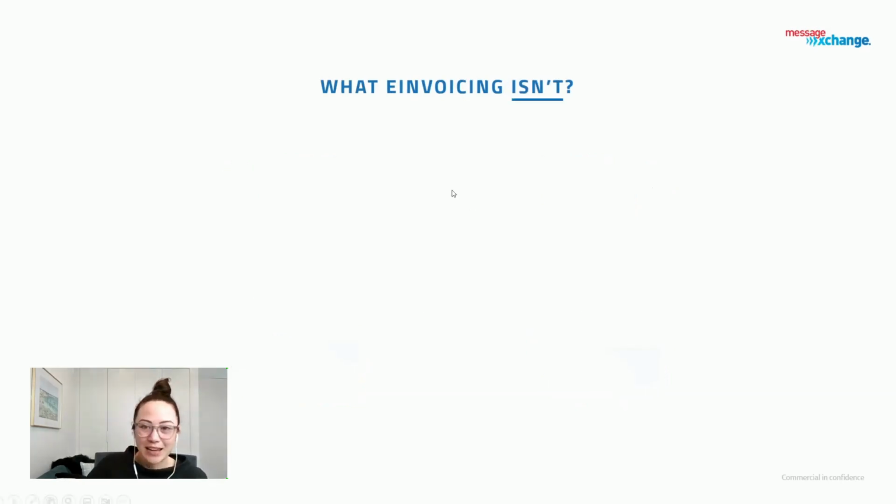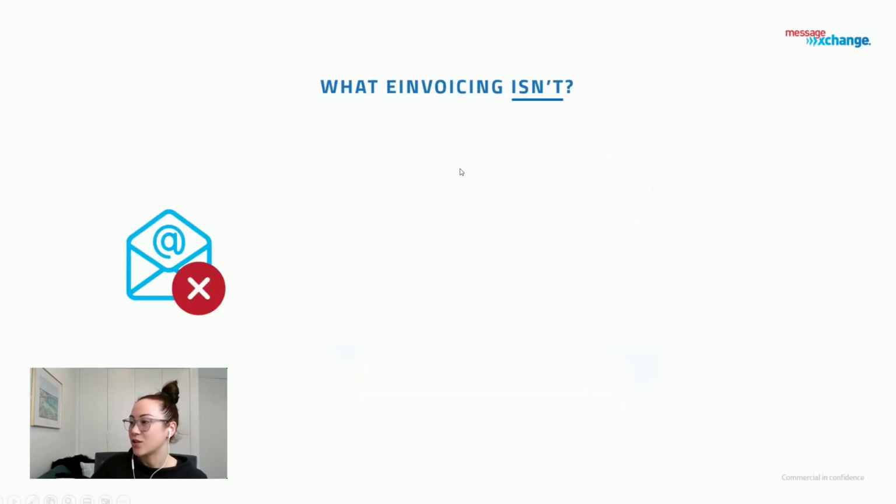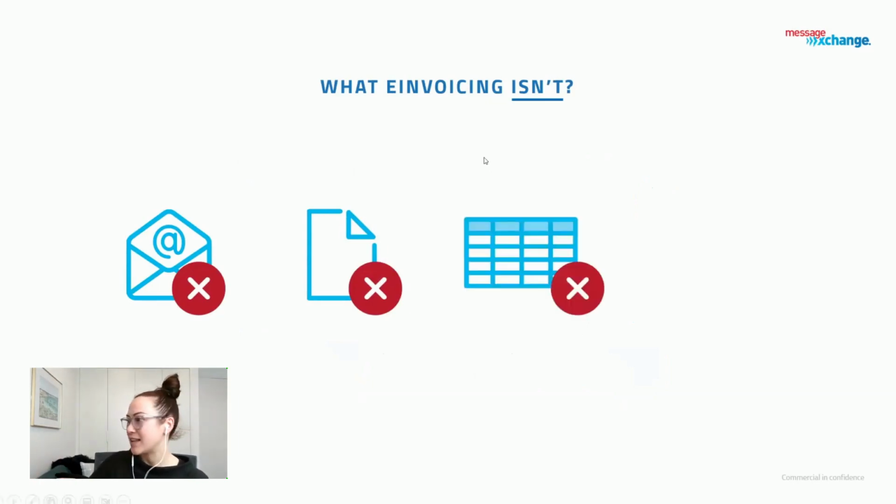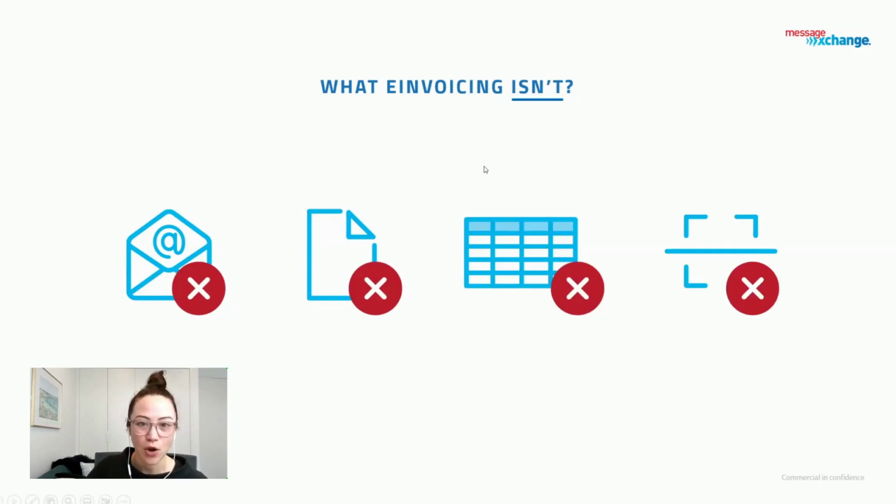So I've explained what eInvoicing is, but let me explain what it isn't, because there is still a little bit of confusion about what it is and isn't. It's not an email. An email, yes, it's electronic, but it's not an e-invoice. It's not a PDF. Again, a PDF is an electronic document, but it's not machine readable data like an e-invoice is. It's not a spreadsheet or a CSV, and it's not scanning. Some companies use OCR scanning today. That is definitely not e-invoicing.